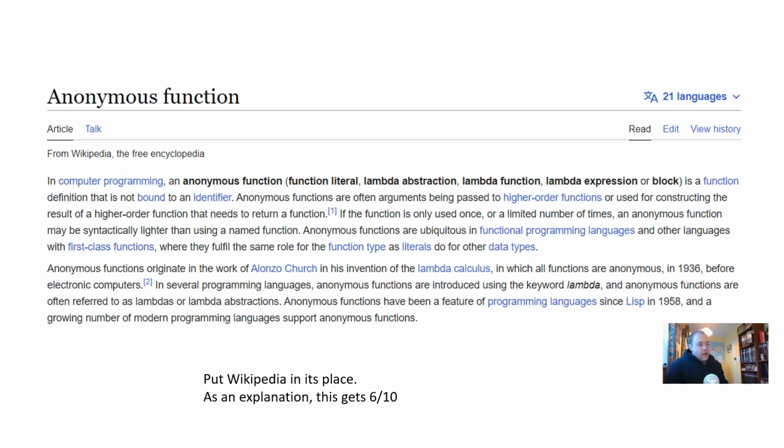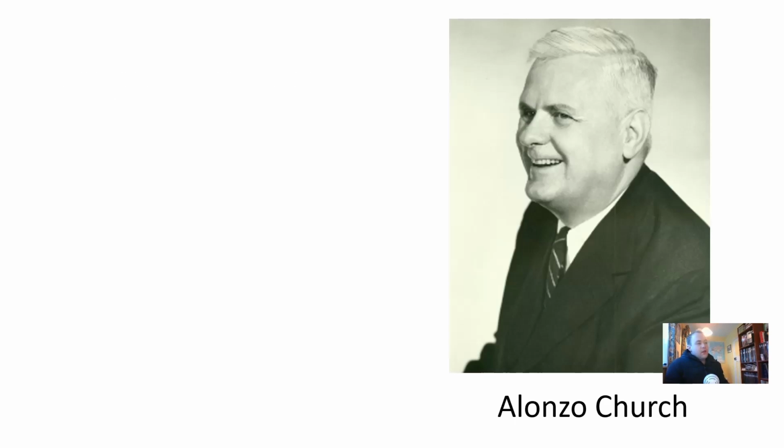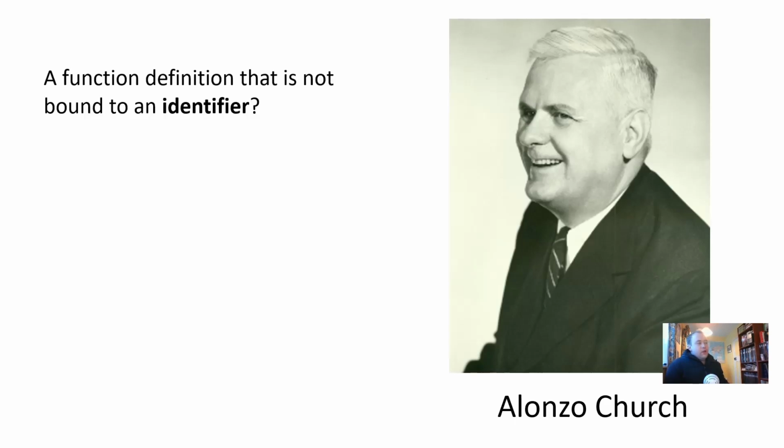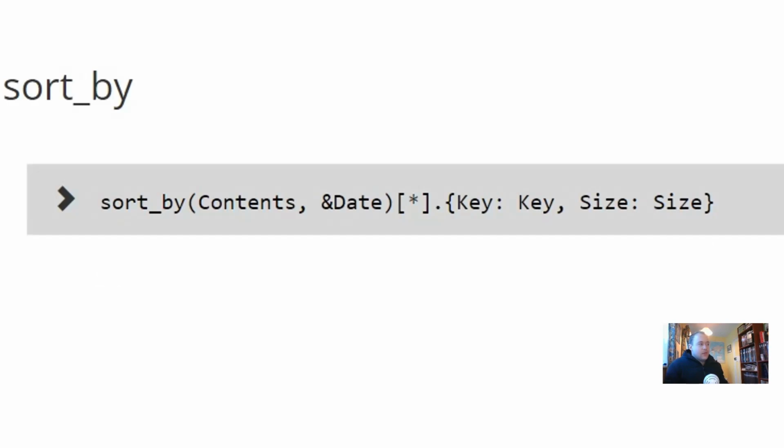Yeah, not a great explanation, but some context. Functional programming languages, we've got Haskell, Scala, and there's Alonzo Church. I don't fully understand that. What do we mean not bound to an identifier? What does that mean? What is a function definition? What is an identifier?